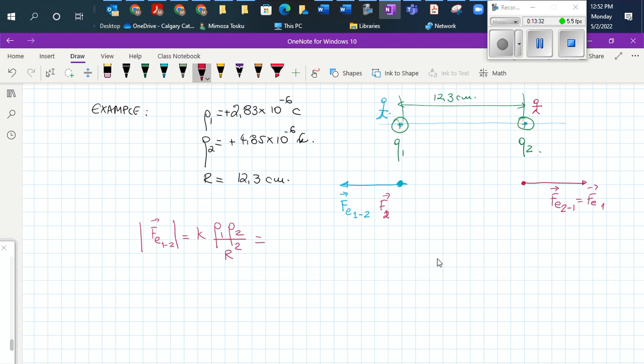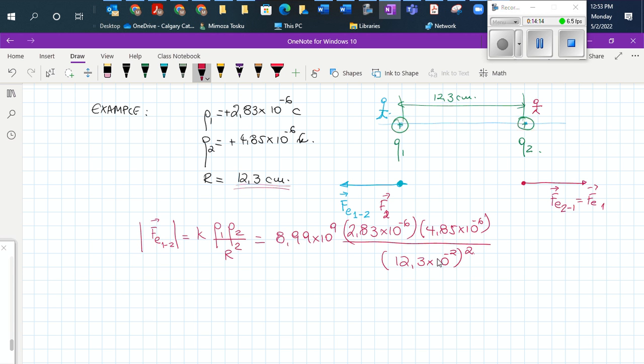Or if we substitute now, it will be 8.99 times 10 to the power of 9 times 2.83 times 10 to the power of negative 6 times 4.85 times 10 to the power of negative 6 over, let's convert this into meters, times 10 to the power of negative 2, and the whole thing to the power of 2. So any units given for the distance other than meters, you have to convert into meters.